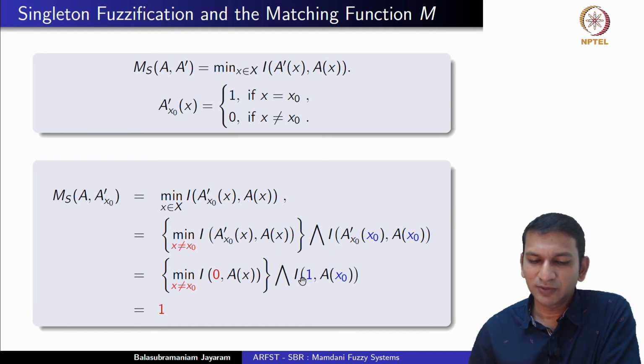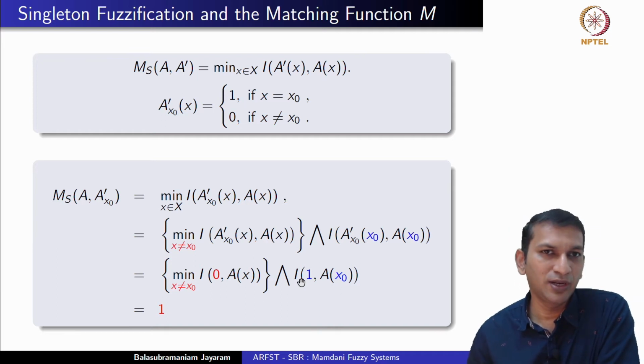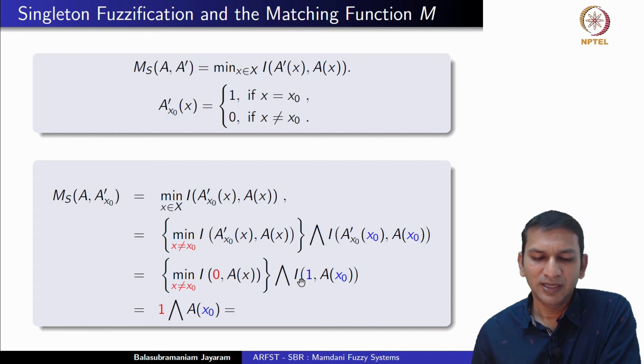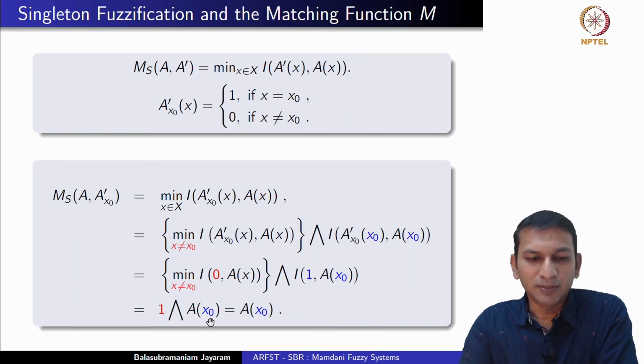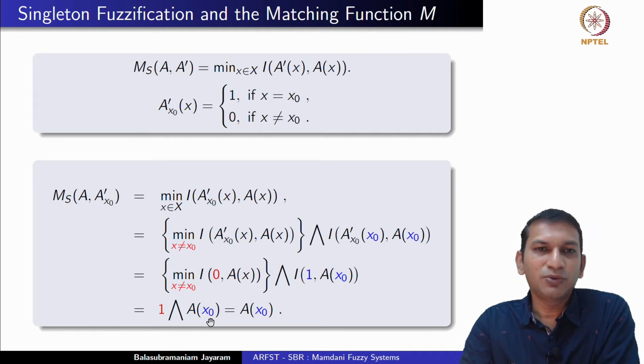Now what happens to this value here? If I has the neutrality property, that means 1 is the left neutral element of the corresponding implication, then essentially what we get is A of x0. The matched value, the similarity value between a singleton fuzzified input and any set A, which is a fuzzy set over X, is actually the membership value of x0 in that fuzzy set A. This is exactly what we have seen also in the case of Zadeh's matching function.